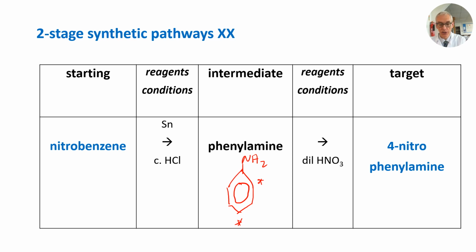So our first step here is to turn nitrobenzene into phenylamine with tin and concentrated hydrochloric acid, and then to nitrate phenylamine. Dilute nitric acid will do the job. So we get 4-nitrophenylamine. We'll actually get a mixture of 2-nitro and 4-nitro, but I seem to have just gone for one target molecule here. Okay, so let's move on to 21.